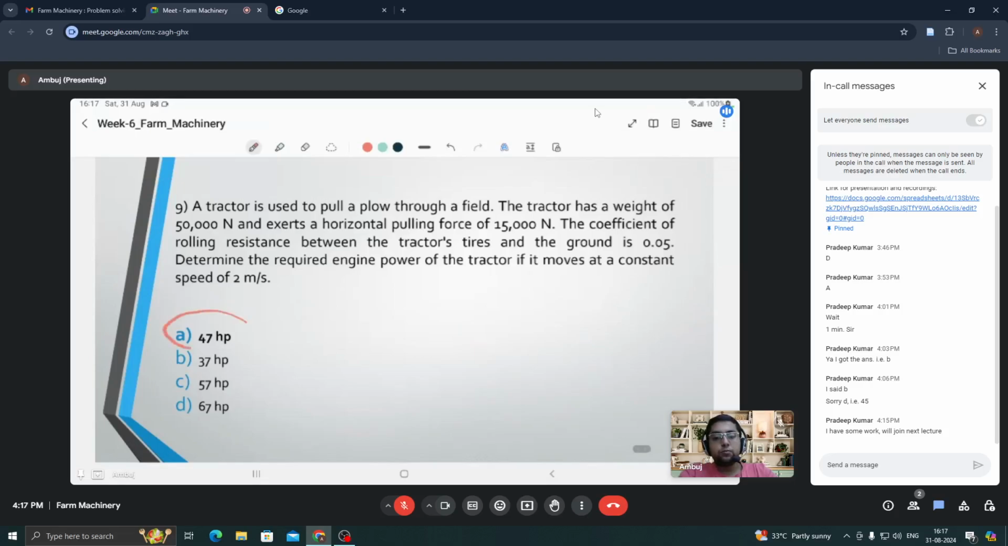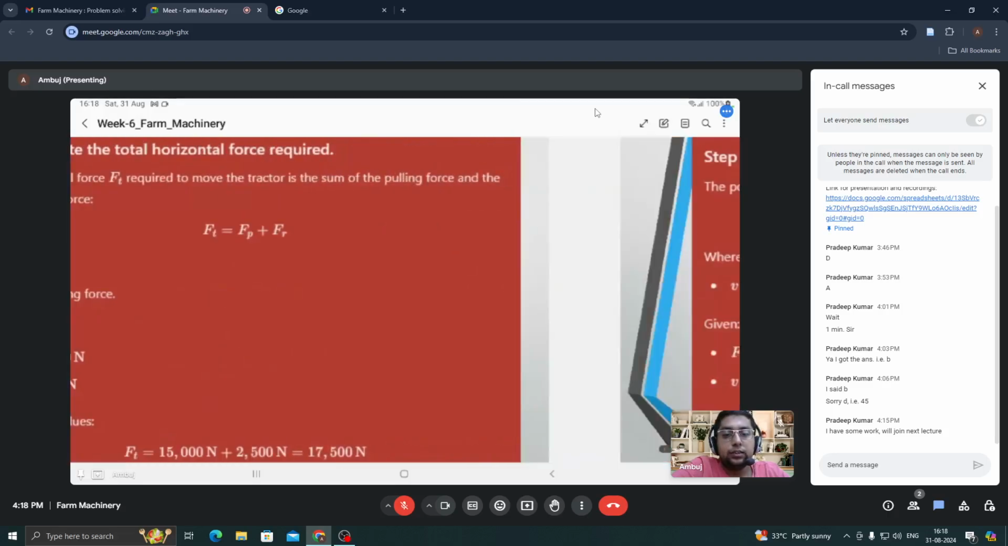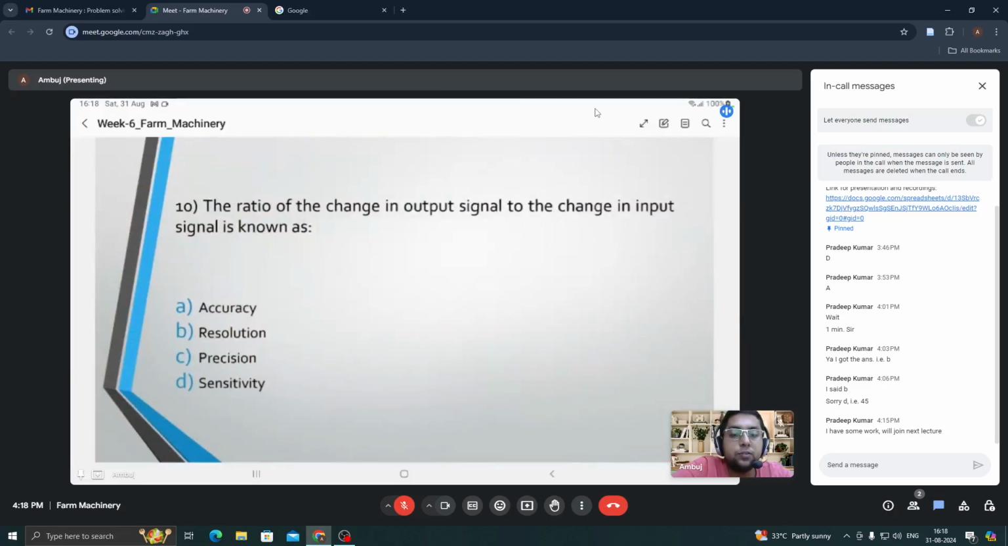This is an important question from the exam point of view. Please do revisit this question after the class is over, see the entire thing, and calculate once for yourself also. And the last question for the day would be this one.